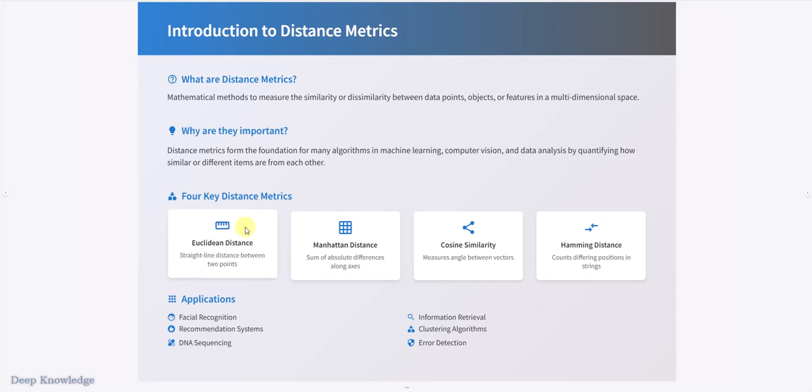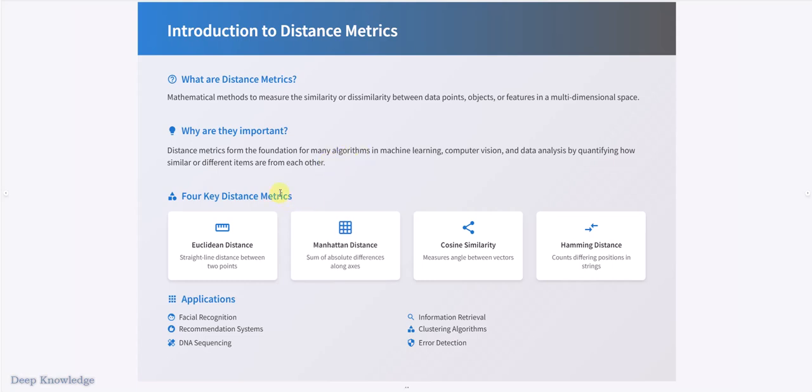First up is Euclidean distance, the most intuitive way to measure distance. Imagine you are standing at a point A and you want to reach a point B. Euclidean distance is the simplest way: just a straight line path between these two points.